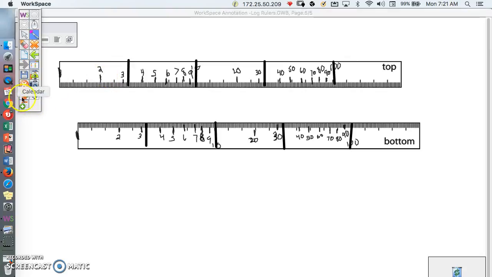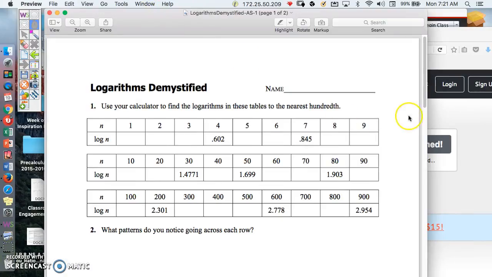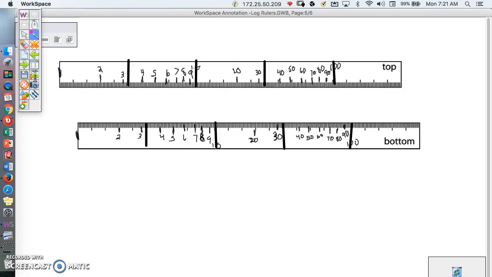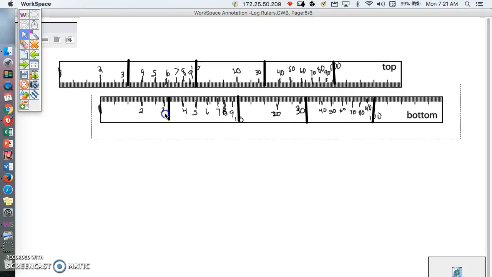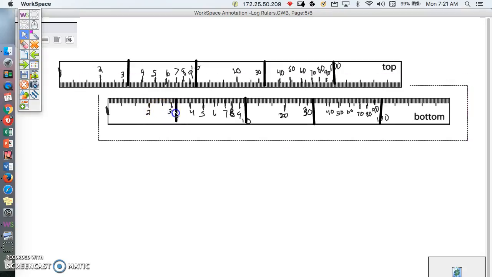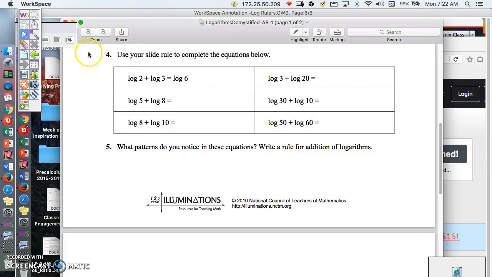Now, it says next on that sheet here, if we scroll down, we're going to do some adding with our rulers. So what we can do is go back here, and the first one was log 2 plus log 3. So log 2 plus log 3, we end up with log 6. Now we start log 5 plus log 8. We end up with log of 40.